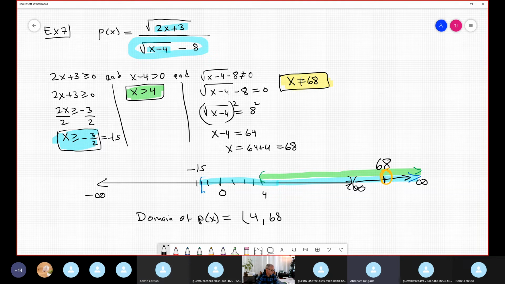I don't know. You don't know? Why not? You have only one hole, but the continuation continues in this direction. 68 is a hole. You skip the hole, and you continue from 68 to infinity. Wow, amazing. 4 to 68, no include 4, no include 68, and now 68.1, yes, belongs to the domain, no problem. The only bad guy is 68, but 68.1, no, it's good, it belongs to the domain.